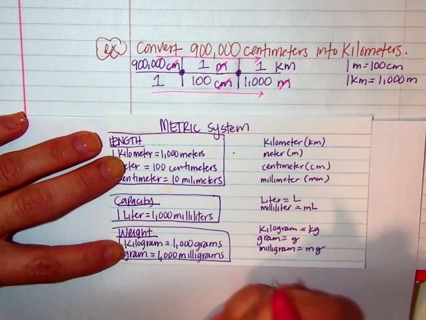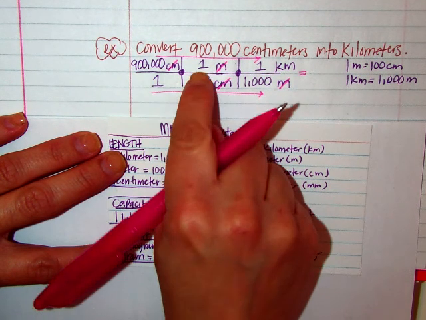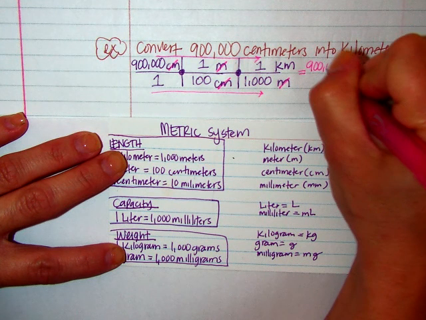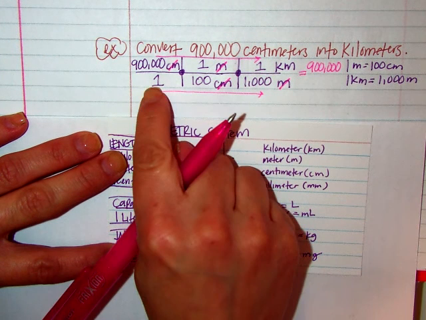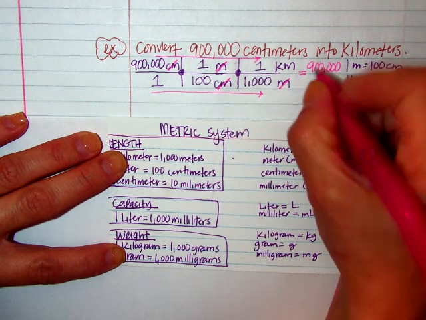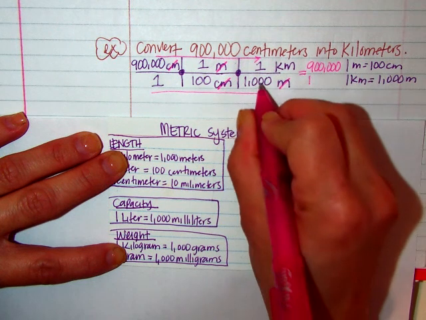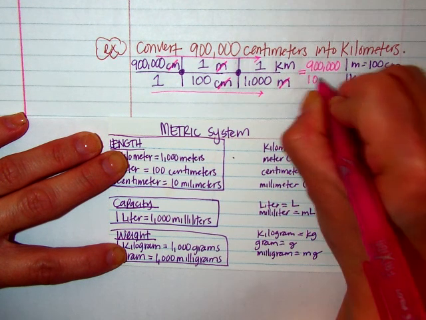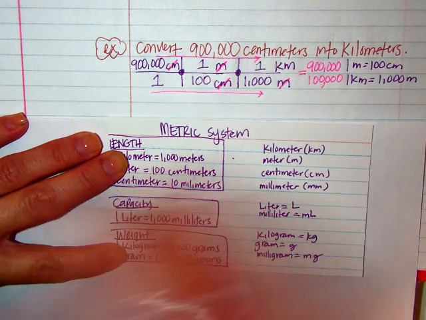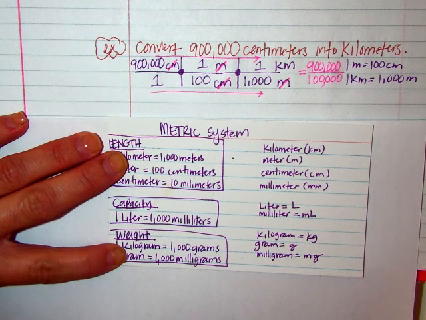Okay. If I multiply on the top, 900,000 times 1 will give you 900,000. And 1 times 100 times 1,000, that gives me a 1 with 1, 2, 3, 4, 5 zeros. So that gives me 100,000. And now, of course, we're going to divide. 900,000 divided by 1,000.